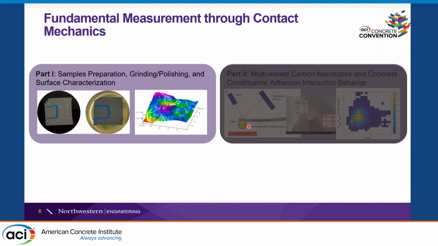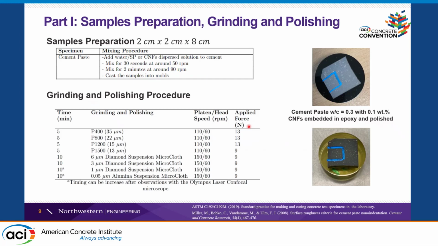In the standard polishing procedure, we have very small samples of cement paste, 2 by 2 by 8 centimeters. Then we cut it with a diamond saw and embed it in epoxy. And then we have a polishing procedure to get a low roughness on the surface of the cementitious paste.